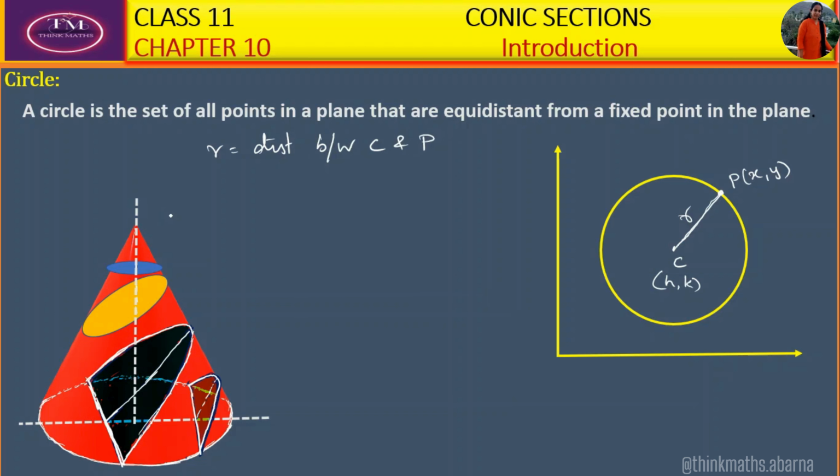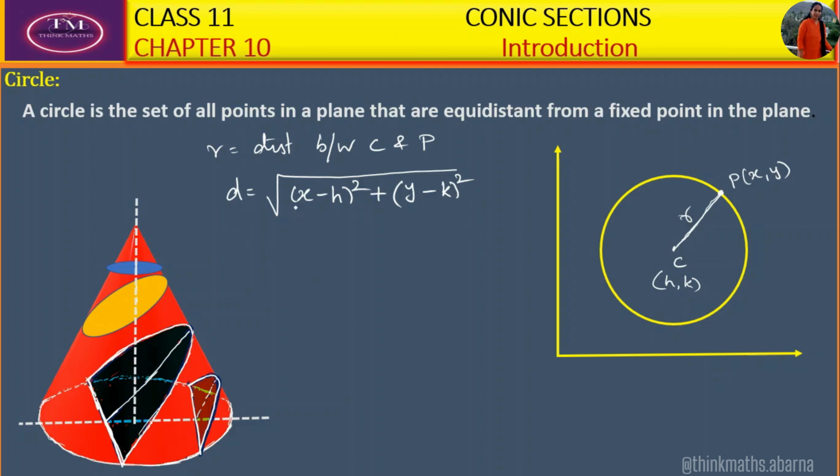So we have to use the distance formula. So what is the distance formula? It is nothing but square root of x2 minus x1 the whole square. Here x2 is x, x1 is h. X minus h the whole square plus y2 minus y1. So y2 is y, y1 is k. Y minus k the whole square.